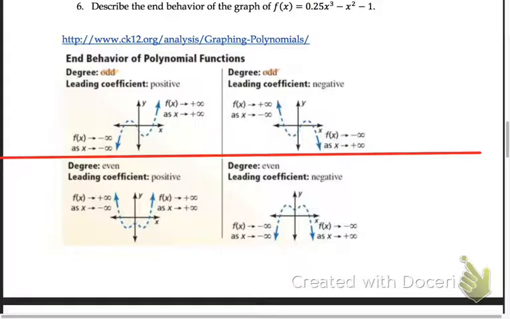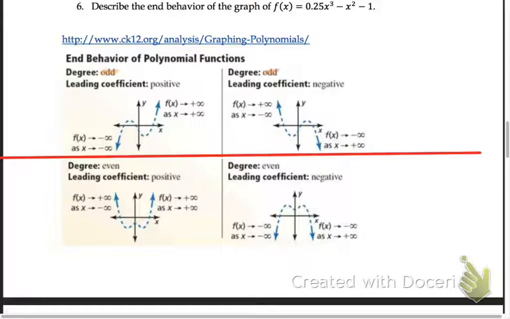Odd. What letter does the word odd start with? O. So odd and opposite both start with the same letter. Coincidence? I think not. So anytime you have an odd degree, I don't care if it's to the third power.